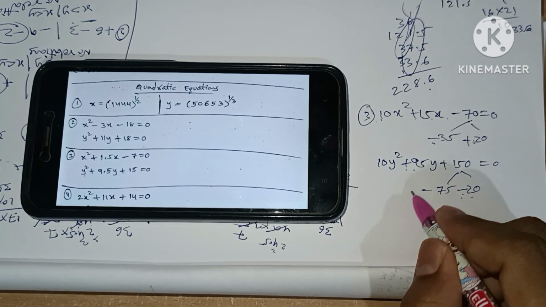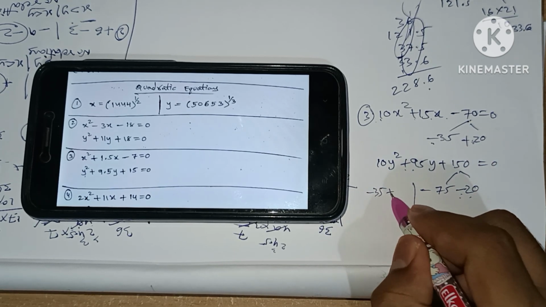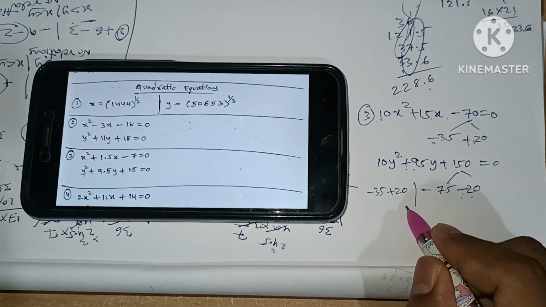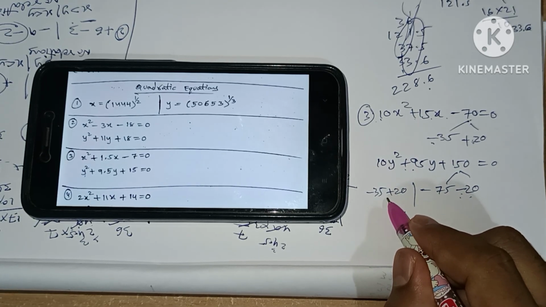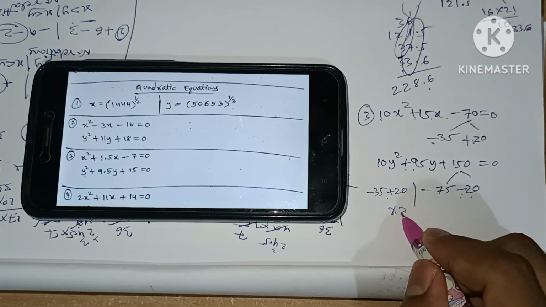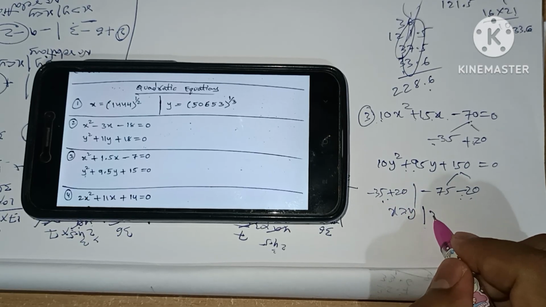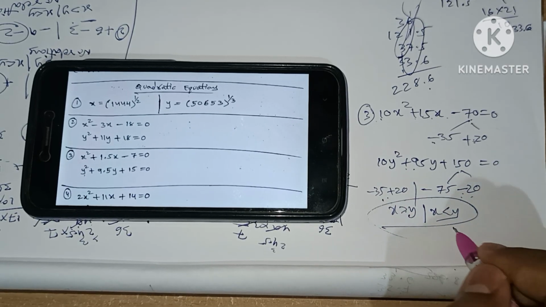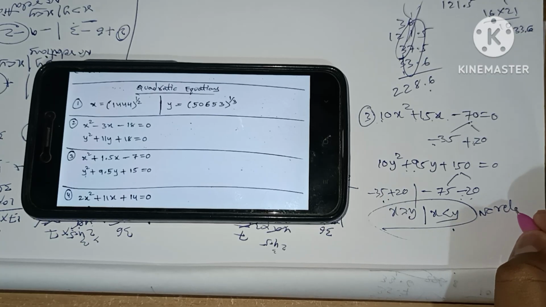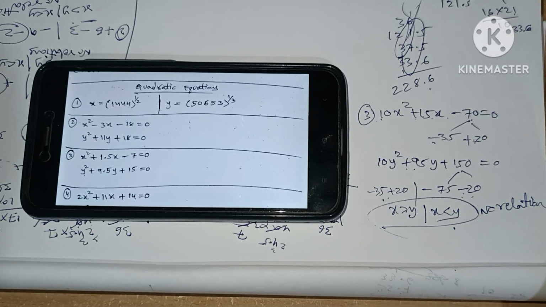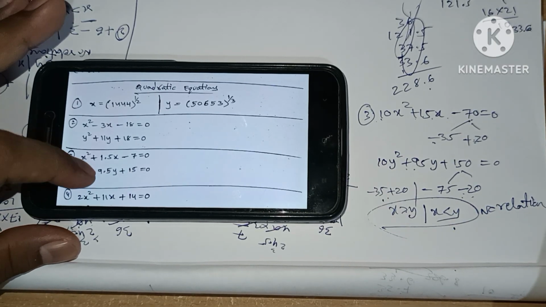Now by comparing these two, it is clear that plus 20 is greater. x is greater than y and x is lesser than y is the answer for this one. So no relation can be established between these two equations. Next, fourth question.